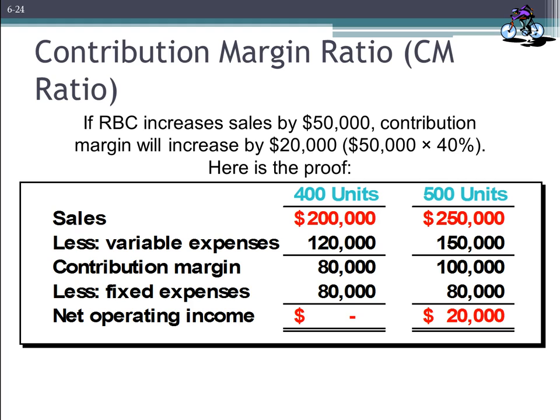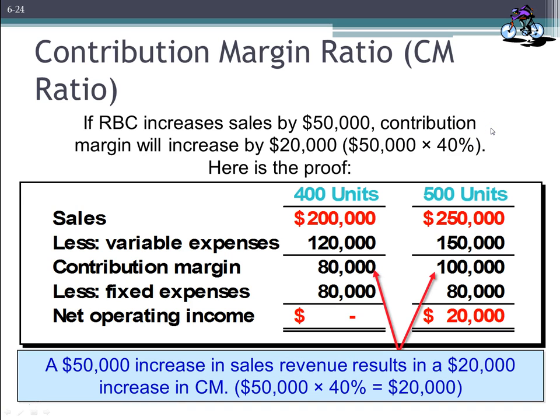Well, it's really easy for you to calculate that profits will increase by $20,000 simply by multiplying that expected increase in sales by our contribution margin ratio, right? 50,000 times 40% is $20,000, and that is a real dollar amount that our profits will increase if we can increase our sales by $50,000. Notice, of course, contribution margin will increase by $20,000, and so does profit.